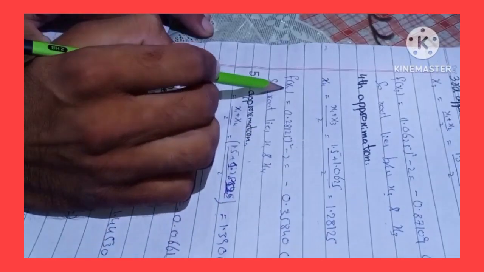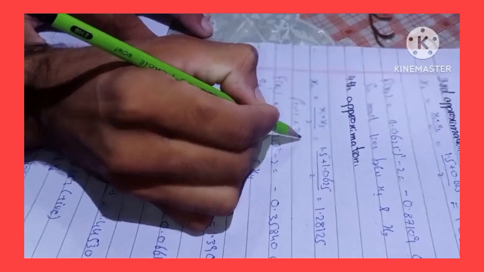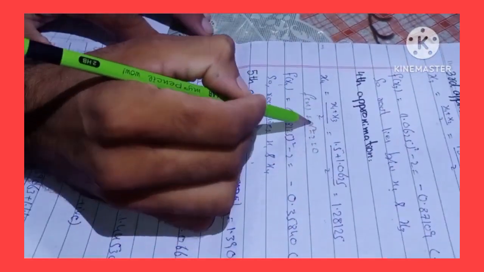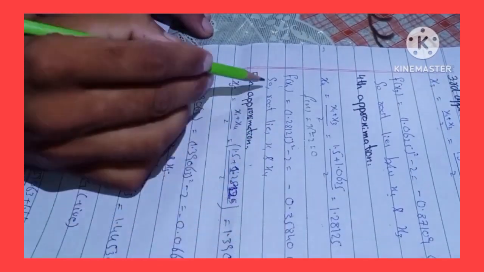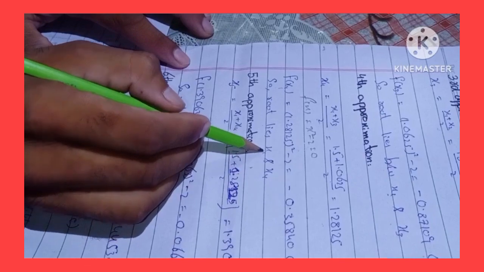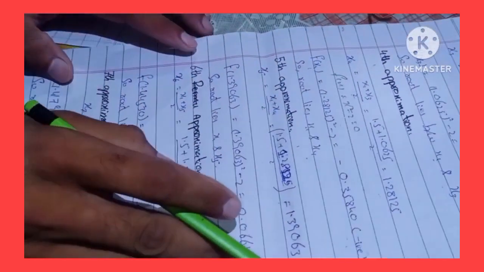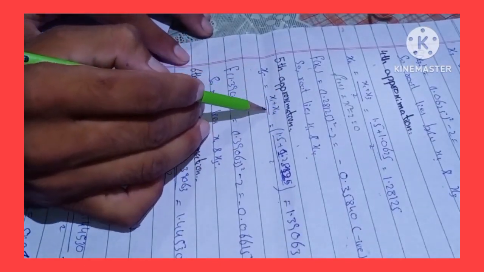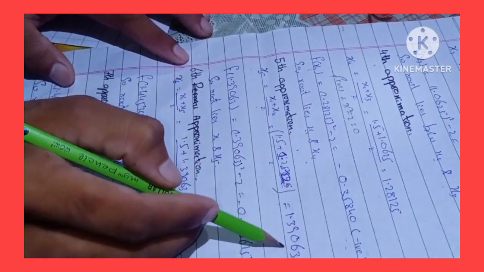We put these values into f of x, x squared minus 2, and solving it gives again a negative value. So the root lies between x1, which is positive, and x4, which is negative. Then the fifth approximation is x5 equal to x1 plus x4 over 2. Putting in these values and then solving it.